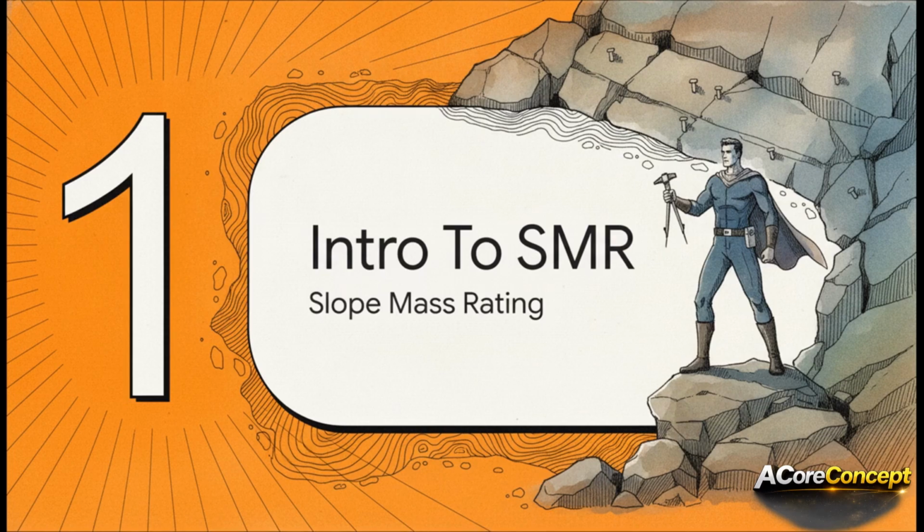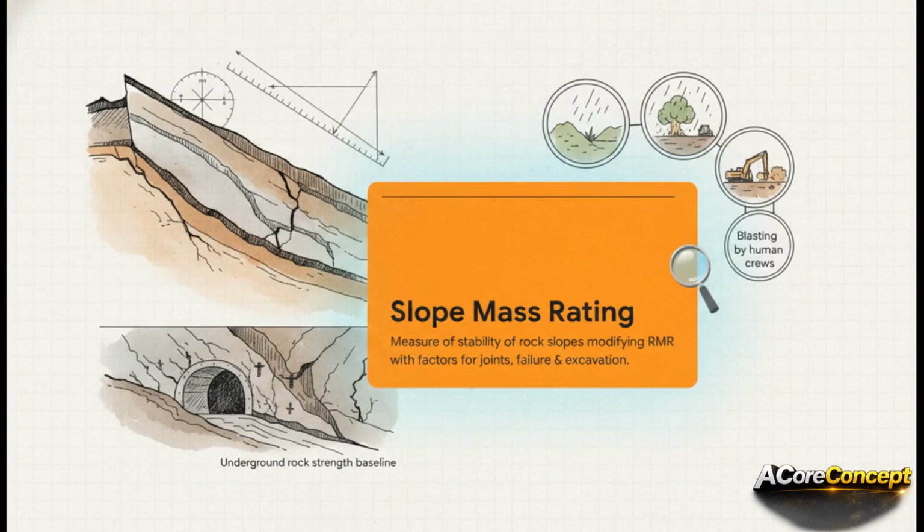Section 1. Intro to Slope Mass Rating. Think of SMR as our ultimate scorecard. Introduced by Romana back in 1985, it's a highly reliable tool recommended for mapping out landslide hazards. It gives us a really systematic way to evaluate everything, from natural weathering all the way down to how a slope was blasted by construction crews. The real genius of this system is that it takes a widely used baseline for underground rock strength and cleverly tweaks it specifically for the geometry of exposed slopes.